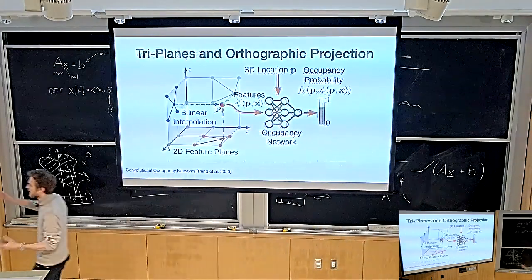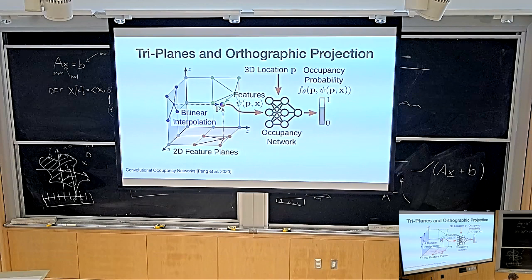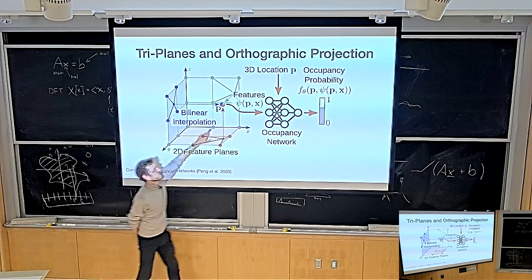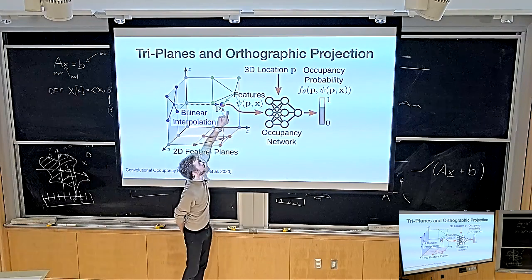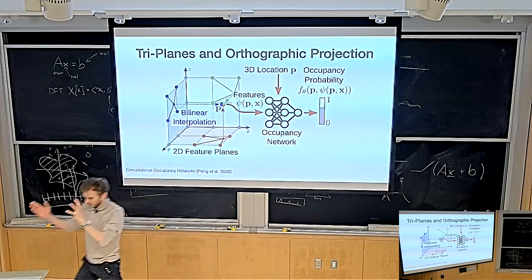Okay, so you can pick 3 planes: 1 ground plane, 1 plane for this axis, and 1 plane for this axis. And then you just concatenate these 3 features. In this case, you get 1 feature from the ground plane, 1 feature from this, and 1 feature from this. And then you decode it.